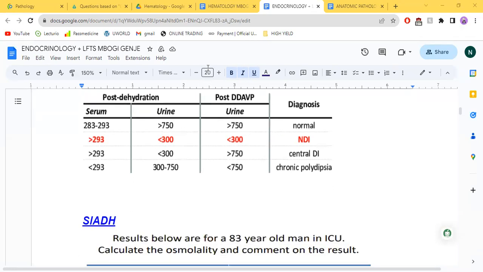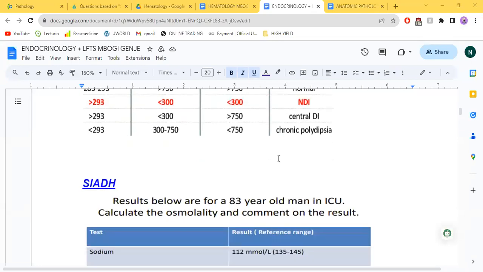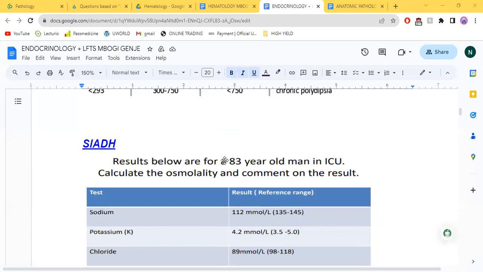I think I was talking about management of nephrogenic diabetes insipidus. So we said thiazides, NSAIDs, and I was explaining the fact that nephrogenic diabetes insipidus can be caused by certain drugs. For example, lithium. Lithium usually causes nephrogenic diabetes insipidus. So how to treat that? You just discontinue the lithium. Yeah. So next we have this.